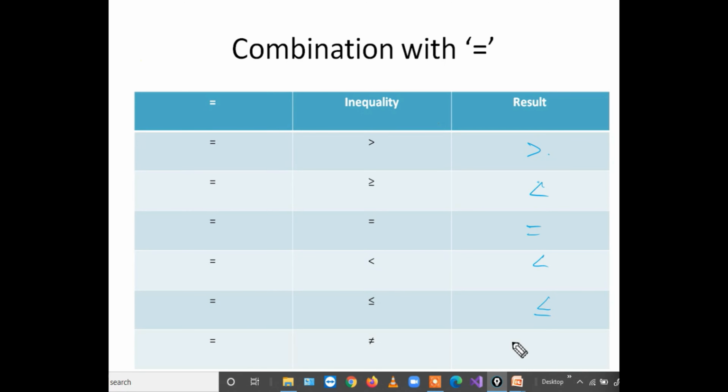So what about not equal to? Yes, equal to and not equal to. Is it opposite polarity? No. Equal to and not equal to is not opposite polarity. There is only one opposite polarity combination: greater than and less than. Only greater than and less than are opposite polarity. But equal to and not equal to is not the opposite polarity.